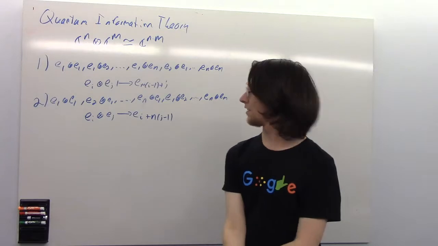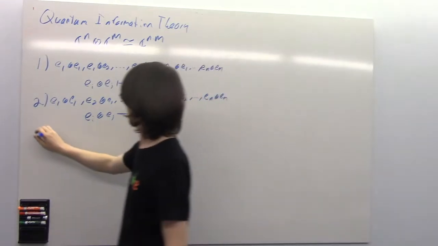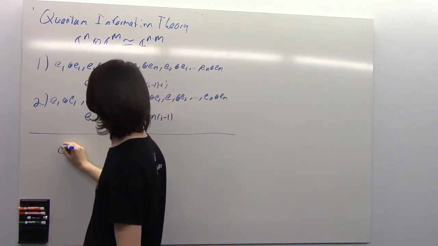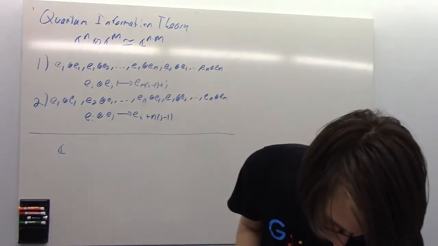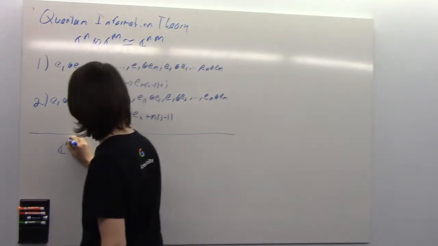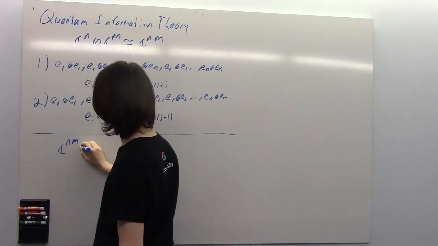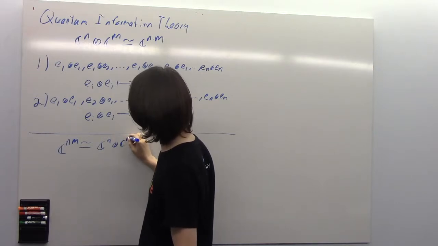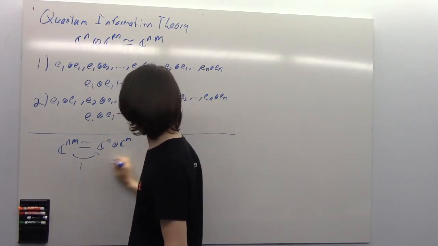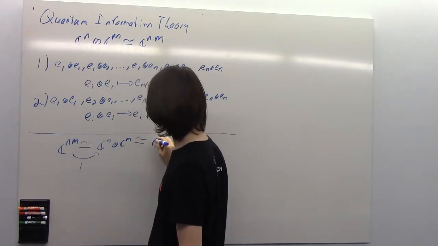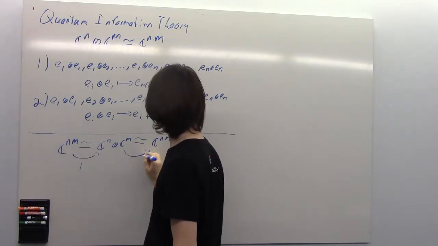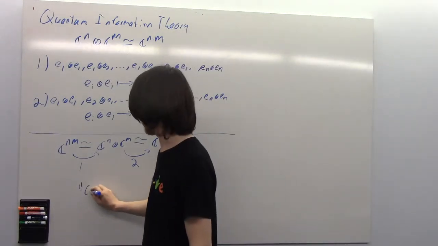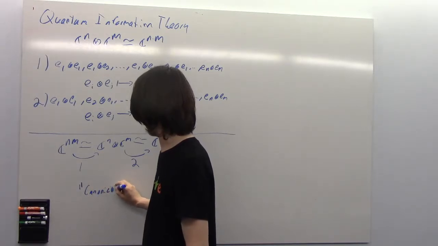So this gives us a nice shuffle. We could go from C^(nm) to C^n tensor C^m. We could do this by n and go back, nm, by m. This is called the canonical shuffle.